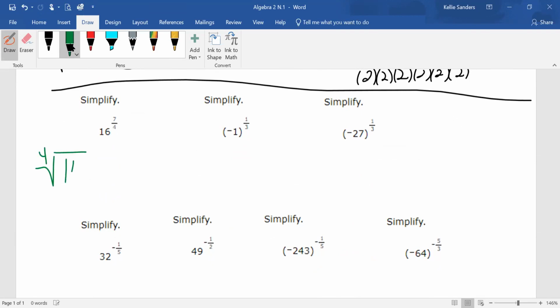The 4th root of 16, and then to the 7th power is 2 to the 7th. And if 2 to the 6th is 64, then 2 to the 7th is 128.